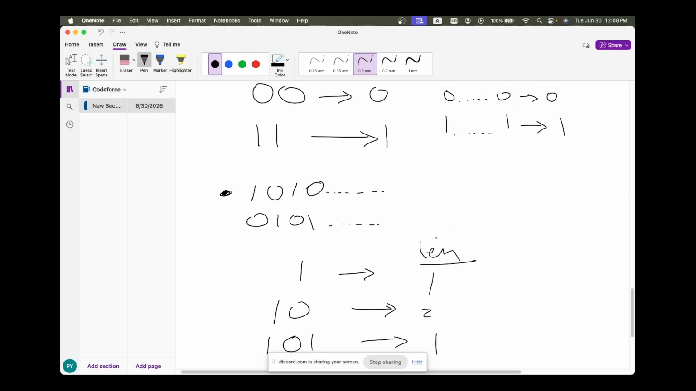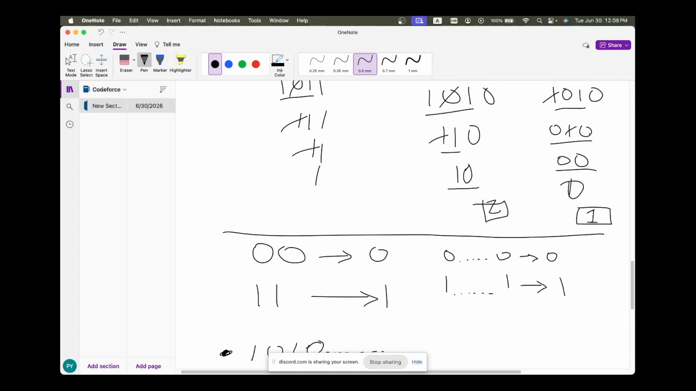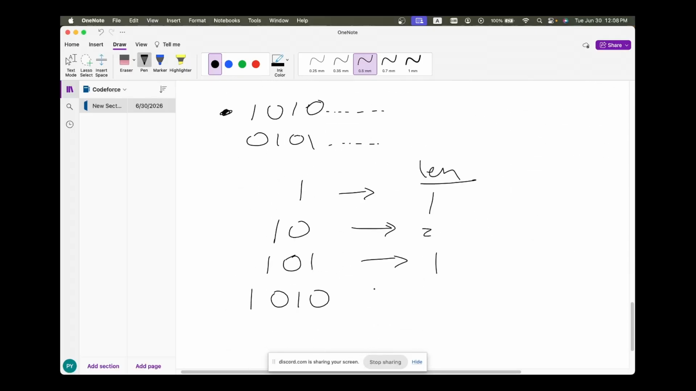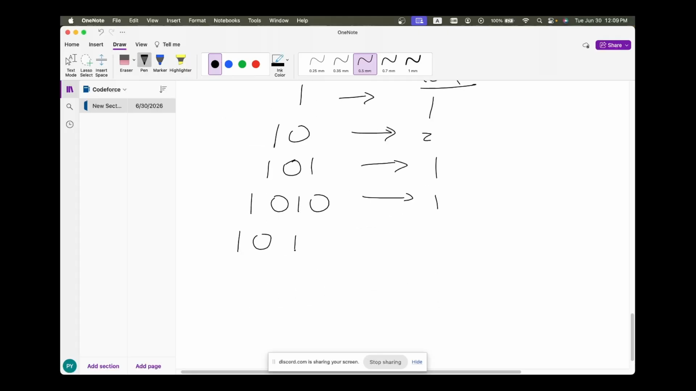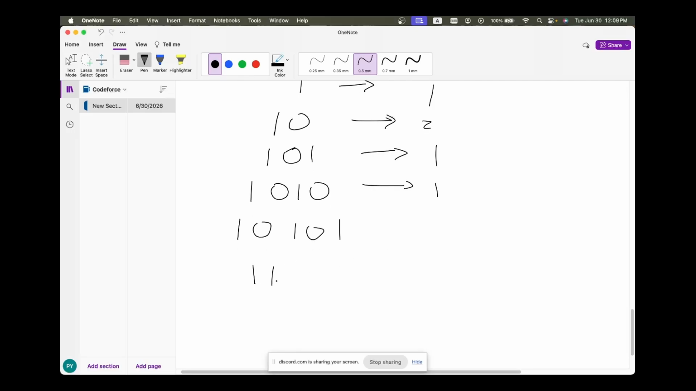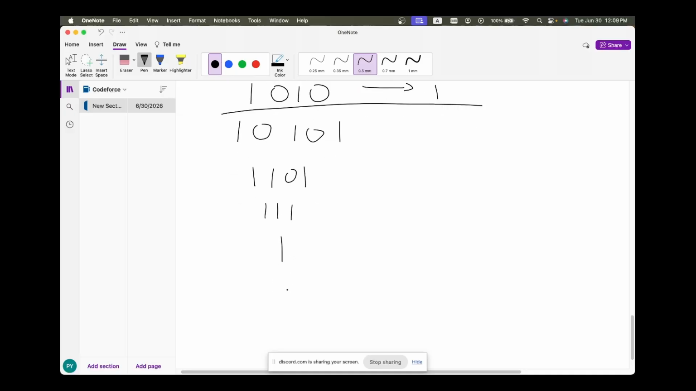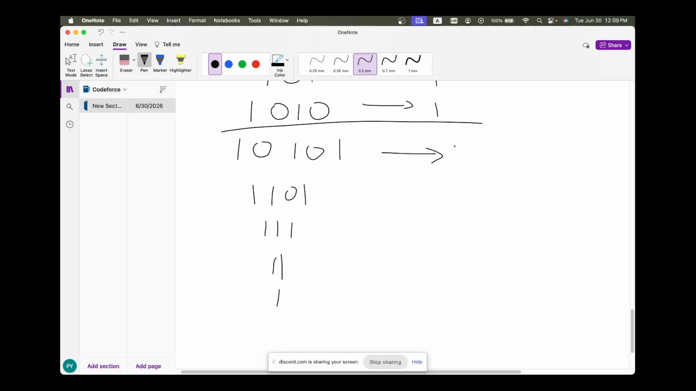And then 1010, we just did this. Instead of cutting out the 0, you cut out the 1 first, and then you're left with 010, and then you just cut the 1, and then bam, it has length 1. Let's go one more time. 10101. Say we first cut out the 0, now I have 1101. And then we can cut this 0 and make 111. And then we can cut this down to 1. Bam. So this is length 1.